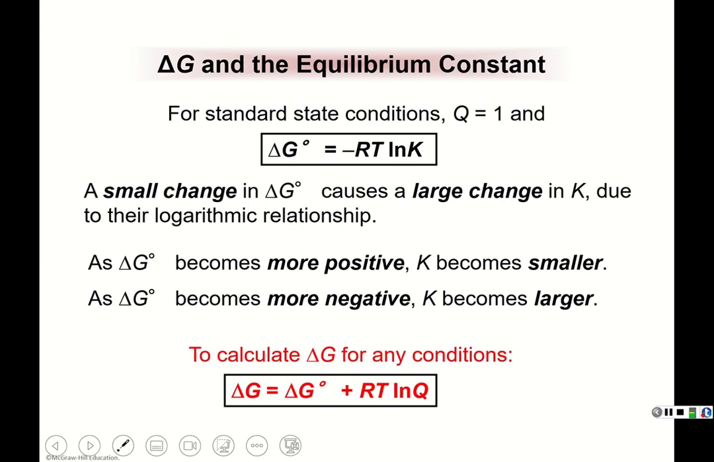To calculate the delta G for any conditions, how would you do that? Well, you would use this equation: delta G equals your delta G naught plus RT times ln of Q. So whatever your conditions are, you would have your delta G naught, which takes into account your equilibrium position, your equilibrium constant. And then, whatever conditions you're at the moment, the varying concentrations you have, this term here would factor in.